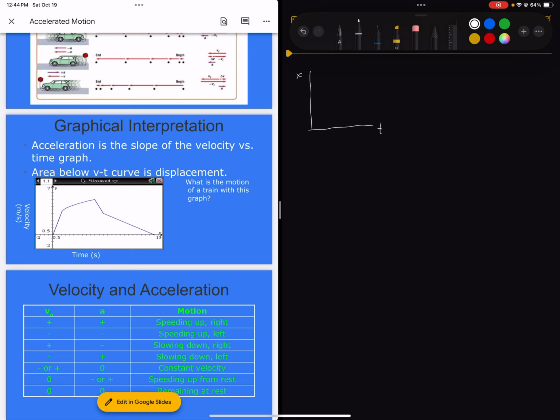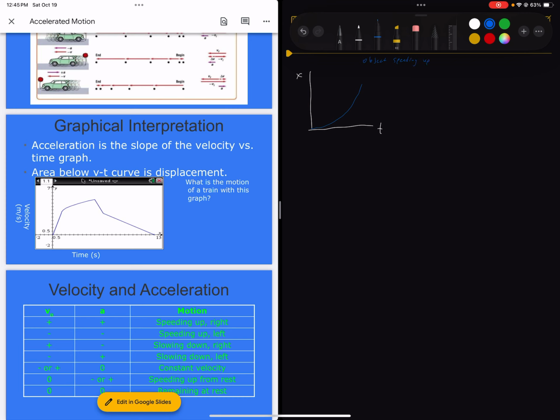And I'm going to represent an object that's speeding up. I would look at all the other examples from previous classes, but for now we're just going to look at an object that is speeding up. So an object that's speeding up on a position time graph is going to look like this. Okay, so this is an object speeding up.